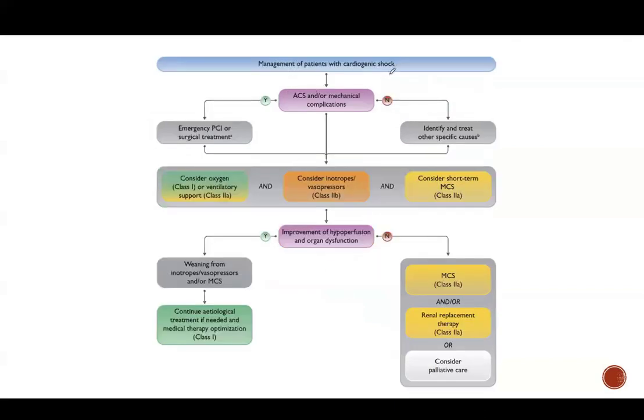Management of patients with cardiogenic shock. In any patient with cardiogenic shock, first try to rule out the cause, whether it is acute coronary syndrome or any mechanical complications like ventricular septal rupture or free wall rupture of the heart. If those are there, then you should take the patient for emergency PCI or surgical treatment. The specific treatment should be done. If it is not there, then you identify and treat other specific causes. You can consider oxygen and ventilatory support, inotropes, and short-term mechanical circulatory support.